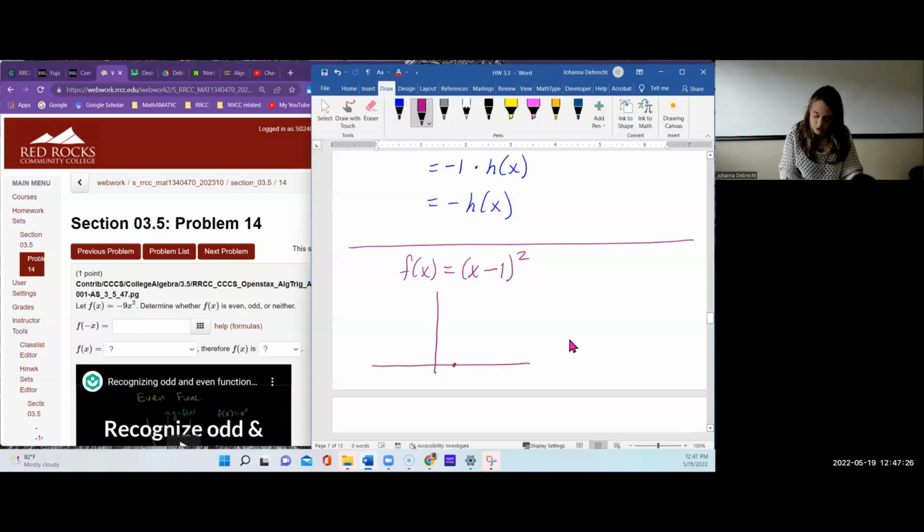That means that the origin point is the vertex. Then we go right 1, up 1, which puts it at 2, 1, right 2, up 4, which puts it at 3, 4. We go left 1, up 1, which puts it at 0, 1, and left 2, up 4, which puts it at negative 1, 4.